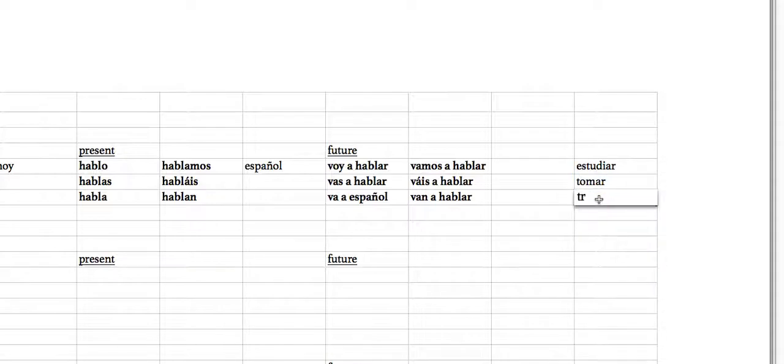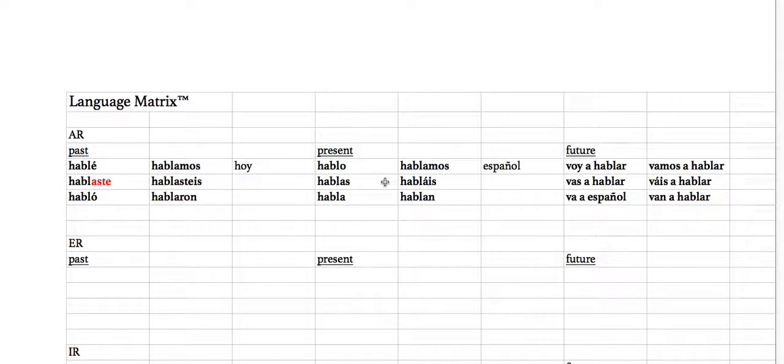Trabajar means to work, and all of these verbs and more follow that pattern. This is the regular pattern. So you get the idea.